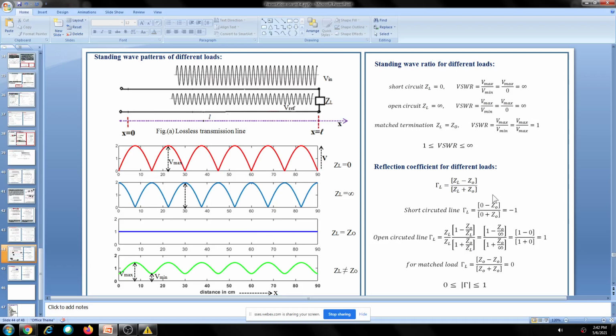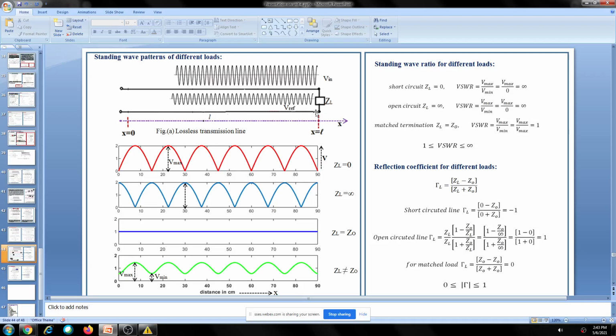So there is no reflection, which means the load is equal to the characteristic impedance. ZL is equal to Z0, then VSWR is equal to 1. That means there is no reflection at all if VSWR is 1. In most cases we measure VSWR, the voltage standing wave ratio, on the transmission line. It is constant for a given load and a given signal.